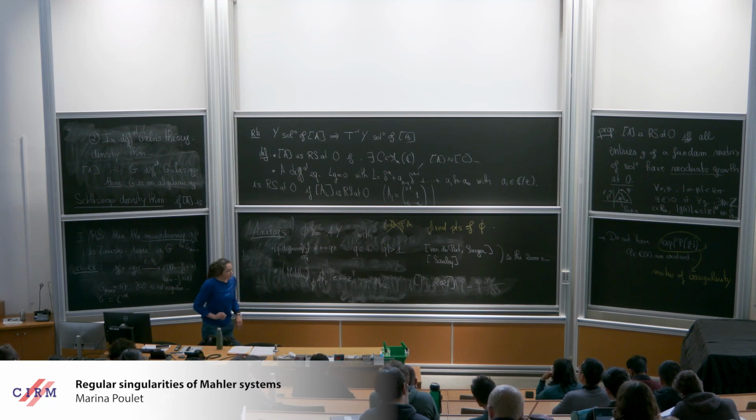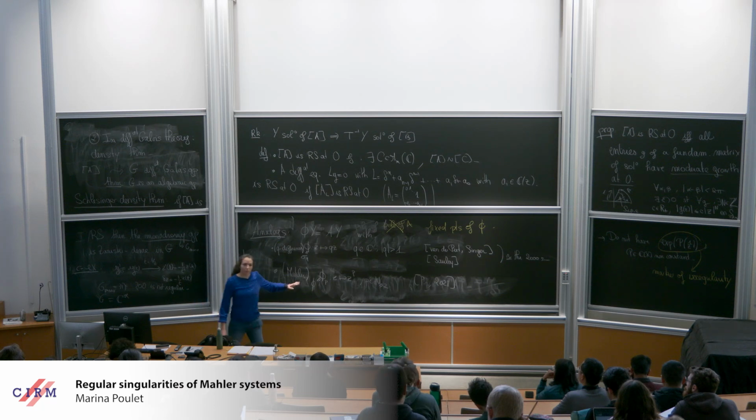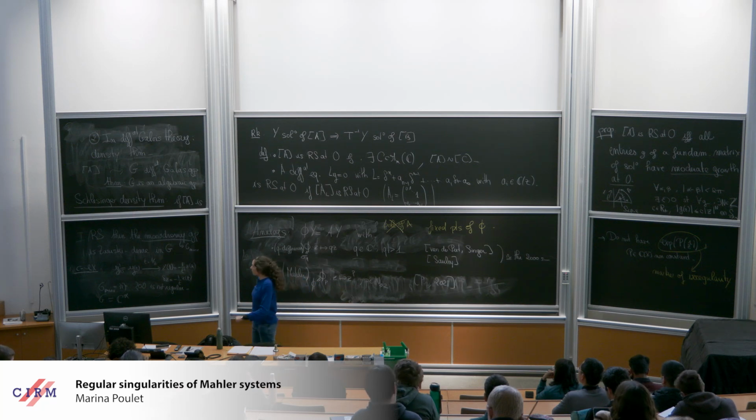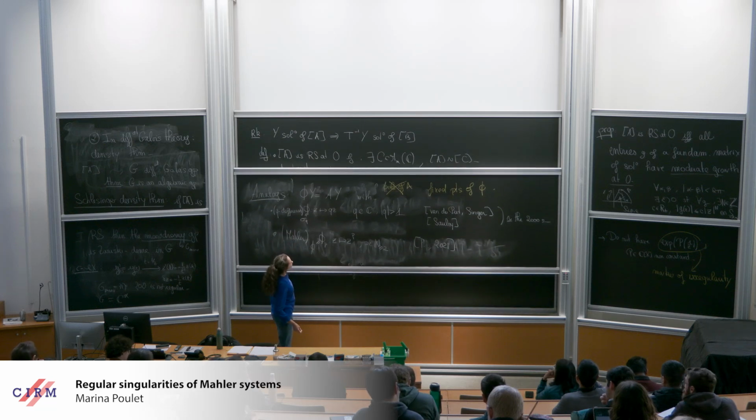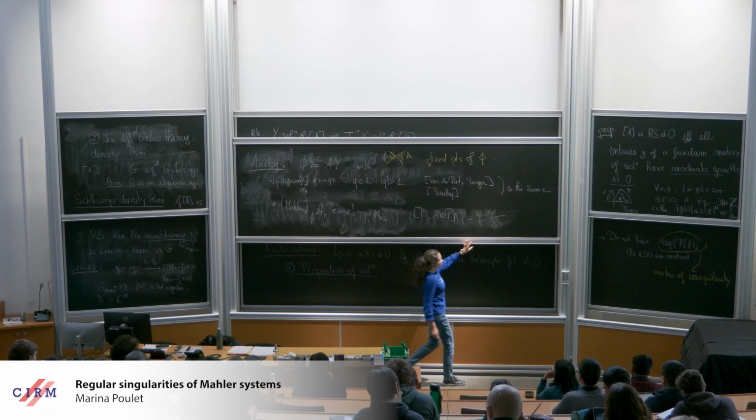So in the first part, I gave you some consequences of this hypothesis of regular singular systems. Now the question is, are we able to recognize when such a system is regular singular? So it's the second part of my talk. I will talk about an algorithm to recognize if a system is regular singular or not.